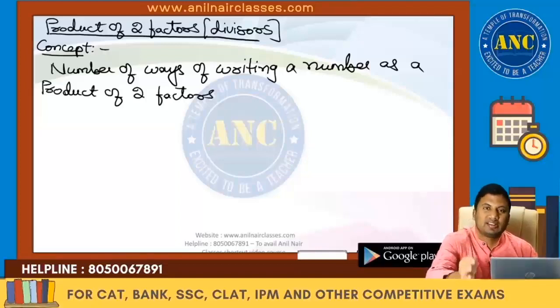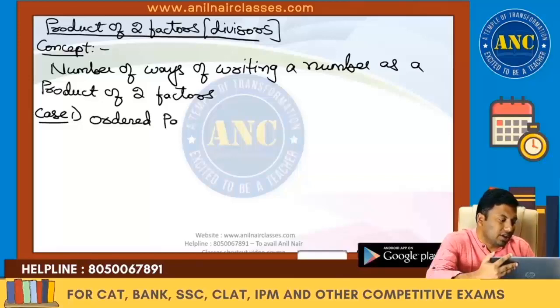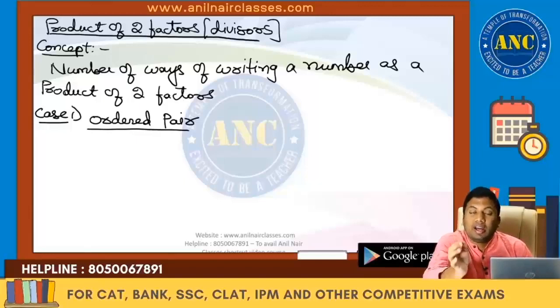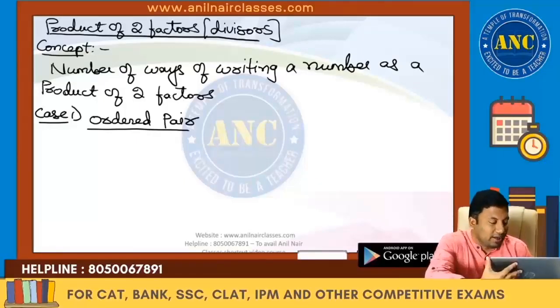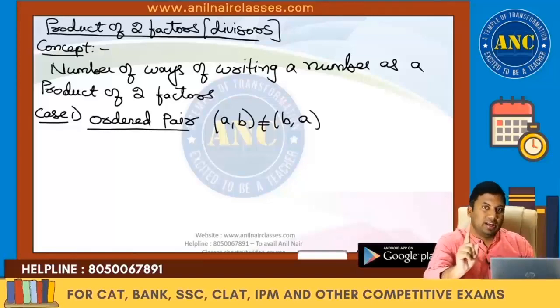There are two cases. We will do case by case. Case 1, which is an ordered pair. What do you mean by an ordered pair? The order in which you write the variables matters. That means A and B is quite different from B and A. That means 1 into 12 is different from 12 into 1.